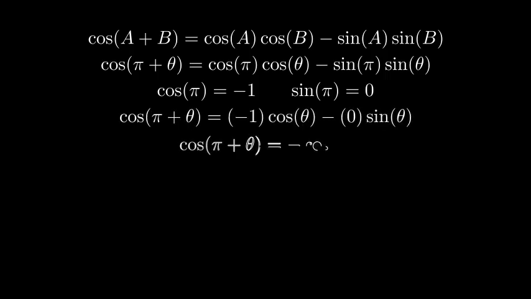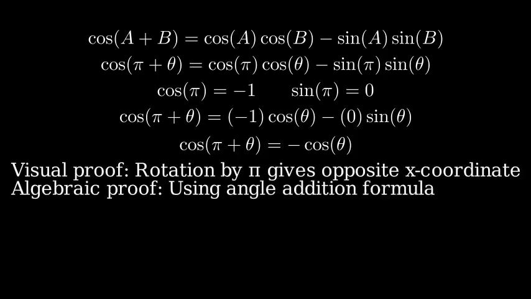Therefore, cosine of pi plus theta equals -1 times cosine theta minus 0 times sine theta, which simplifies to negative cosine theta. And that completes our proof, both visually and algebraically, that cosine of pi plus theta equals negative cosine theta. This identity is useful in many trigonometric calculations and proofs.